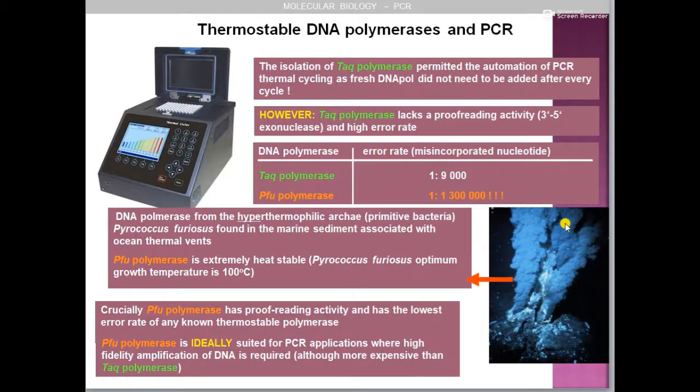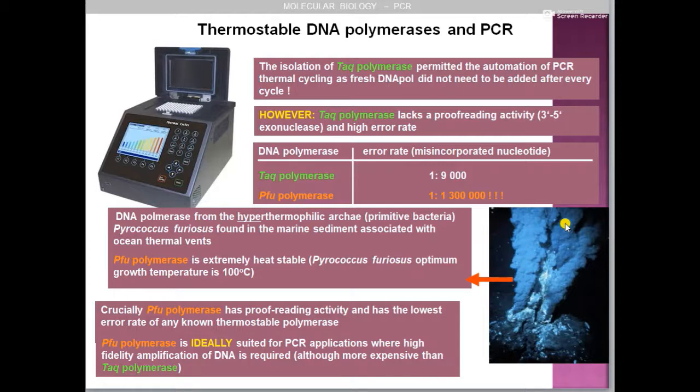But Taq DNA polymerase lacks proofreading activity, the 3'-5' exonuclease activity, and it also has a higher error rate. That is, for every 9,000 nucleotides incorporated, 1 error appears.